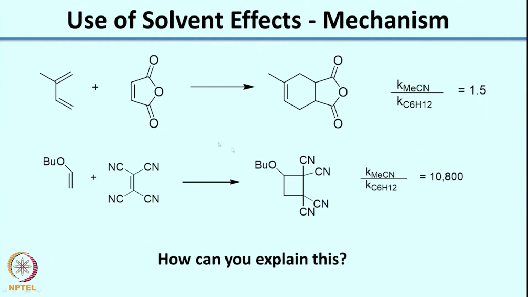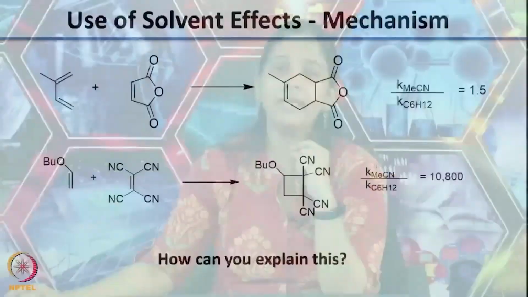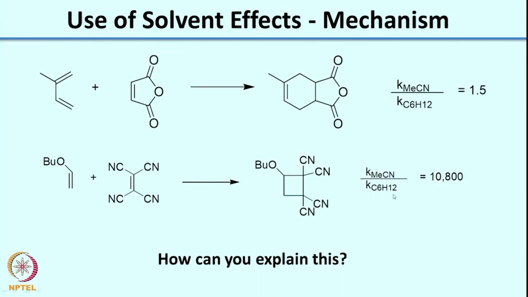Now, this is another reaction. This is also an addition reaction. So, I have 2 pi bonds coming together to form cyclobutane. Here when I decrease the solvent polarity, I see a drop in the reaction rate. So, in acetonitrile, which is the more polar solvent, the reaction rate is 10,800 times more than cyclohexane. So, this is a huge difference compared to the tiny 1.5 that we see in the Diels-Alder reaction.